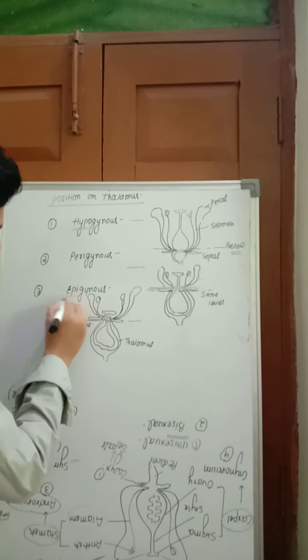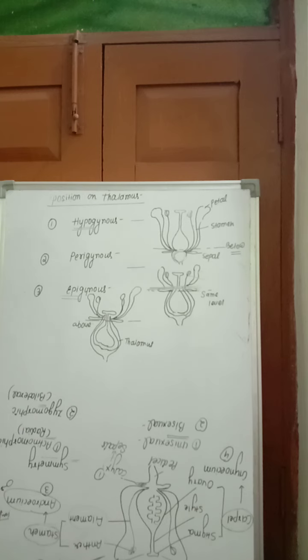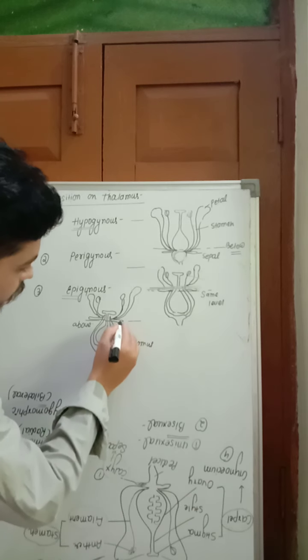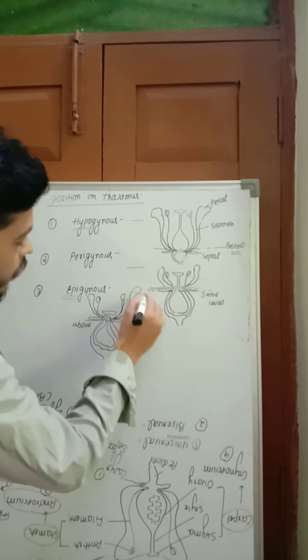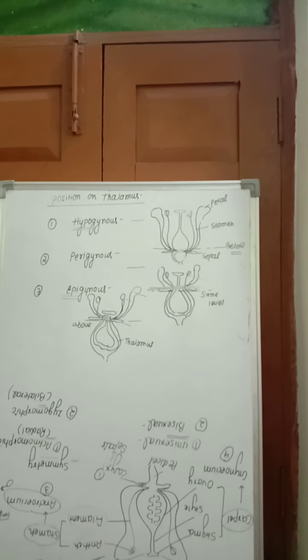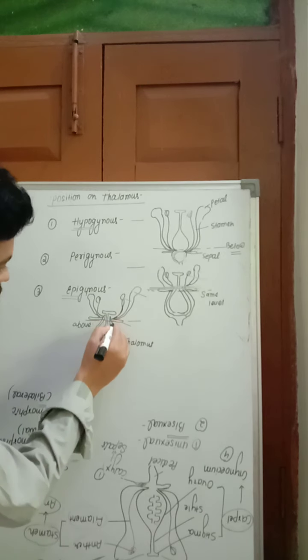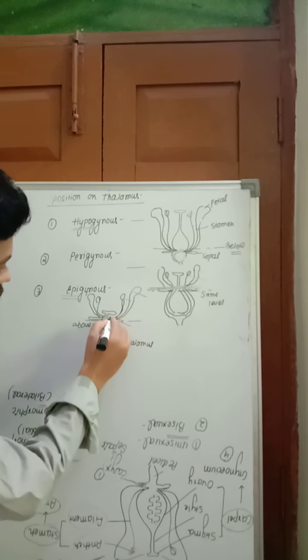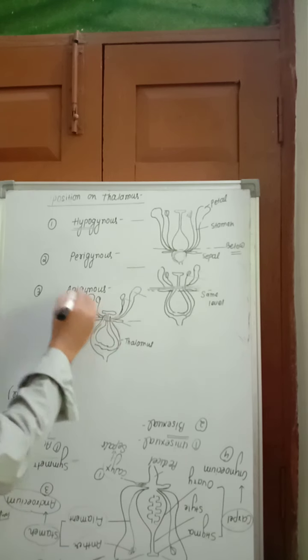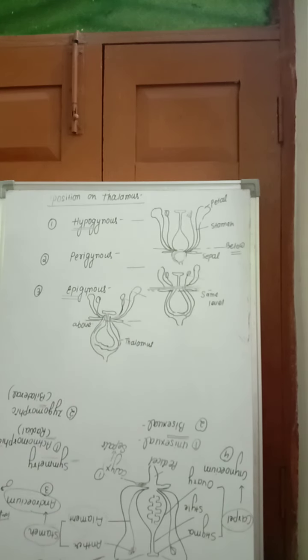Next one, epigynous. When the stamens, sepals and corolla are located above the ovary, and the thalamus is fused with the ovary, that type of flower is called epigynous. So those are the different types of flowers according to position. So discuss and note down all these things. Okay.